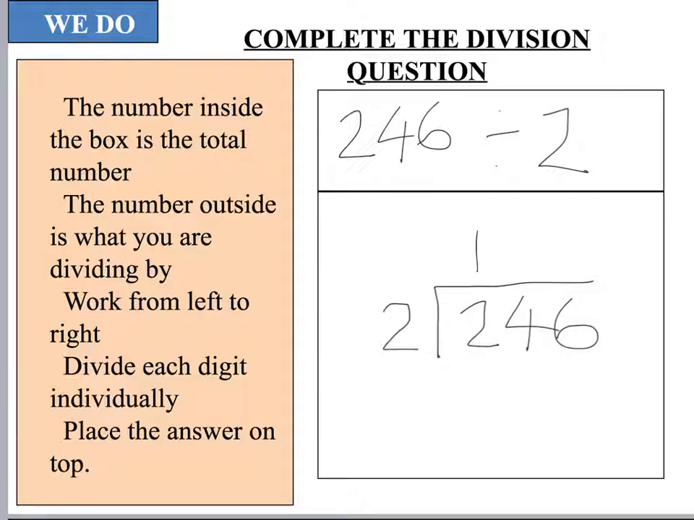Now we move to the right, and we have 4 divided by 2. Our answer goes directly above. Press pause and put your answer in. 4 divided by 2 is 2. That's the answer you should have got. Moving along now to the right hand side, our digit is 6. I want you to press pause and answer that one by yourself.